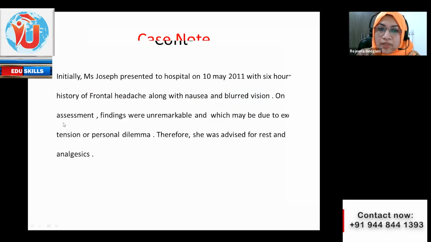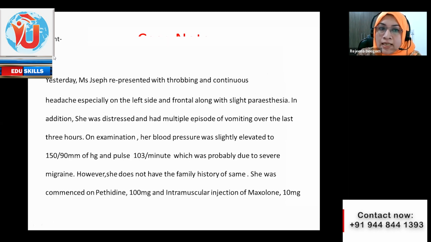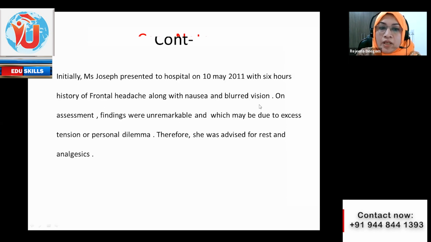Now, let's start with the next paragraph. Initially, Miss Joseph presented to the hospital on 10 May 2011 with a 6 hours history of frontal headache along with nausea and blurred vision. On assessment, findings were unremarkable, which may be due to excessive tension or dilemma. Therefore, she was advised for rest and analgesics.